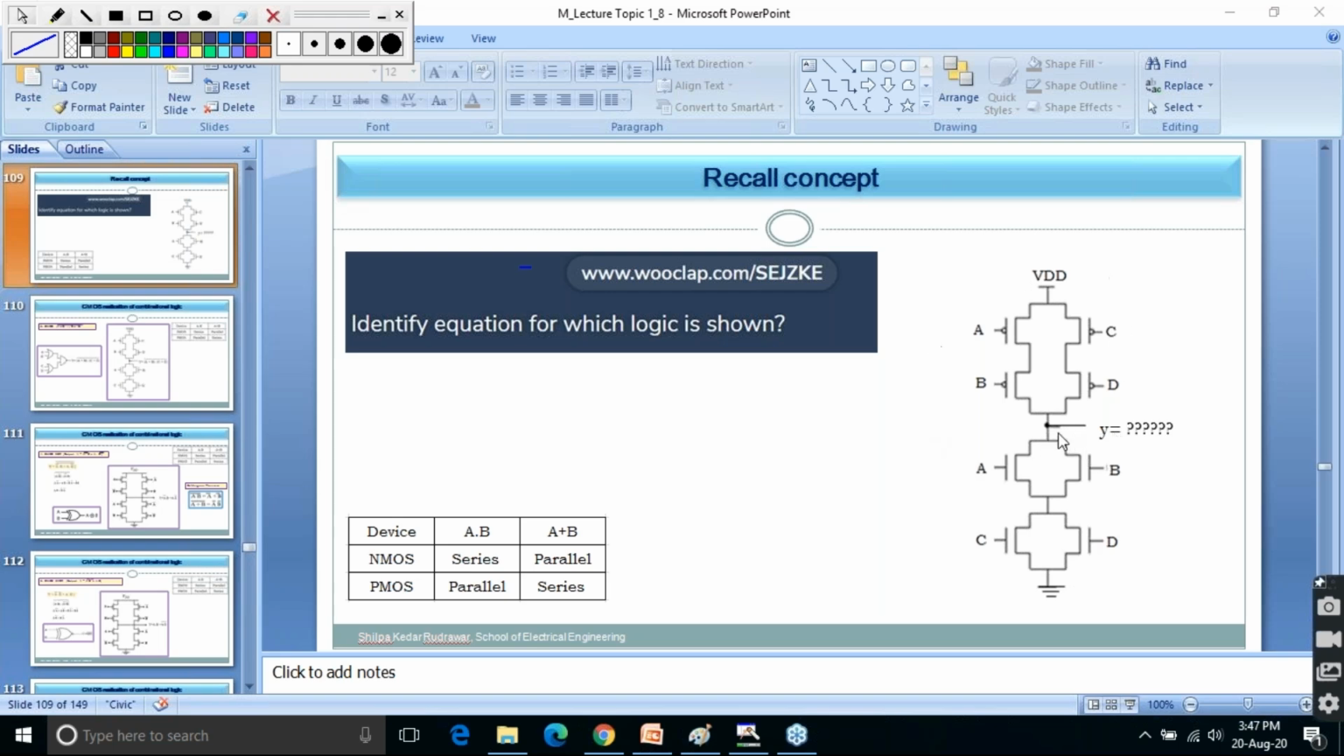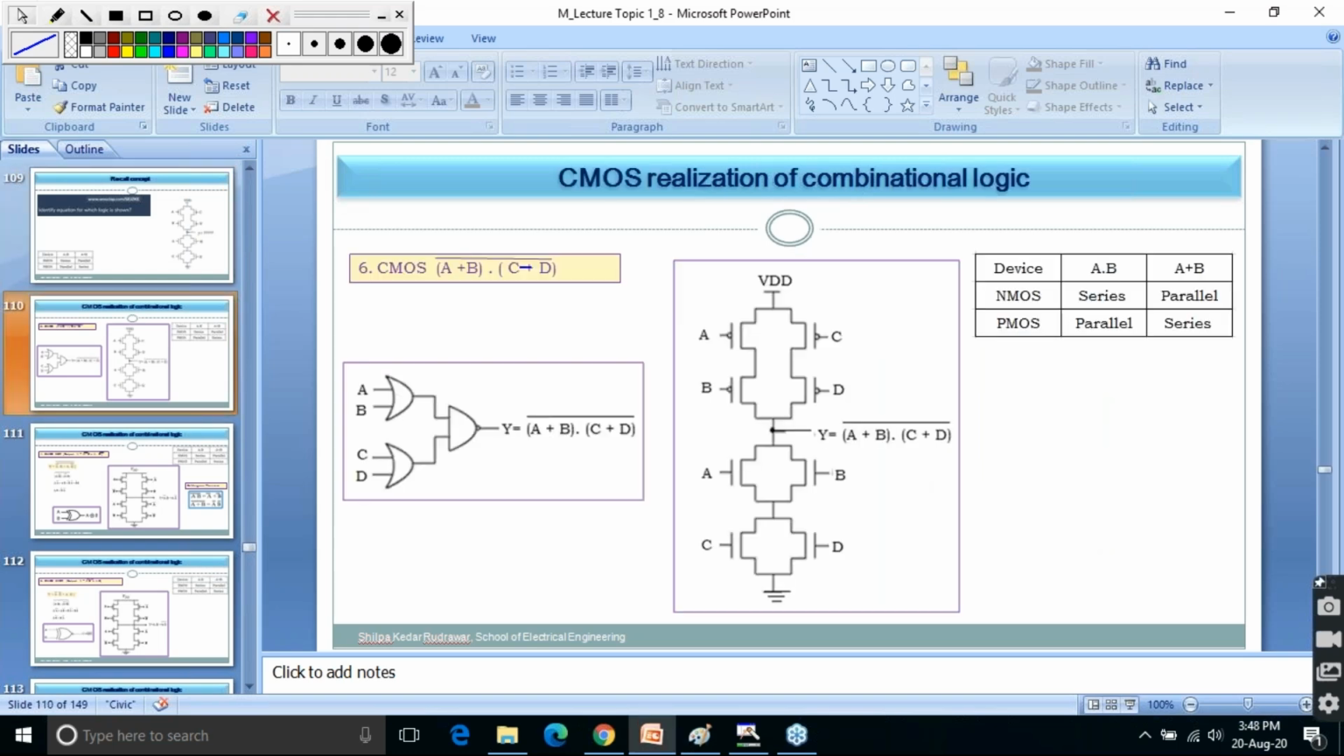So always your circuit is having inverted logic. I am going to this particular point if you have not understood. Okay, so hope you are able to see. This logic that is implemented is A plus B into C plus D, whole complement. Why whole complement? As I told you, whenever you implement any circuit using CMOS, it is implemented as inverted logic. So here, A plus B. What is meant by A plus B?